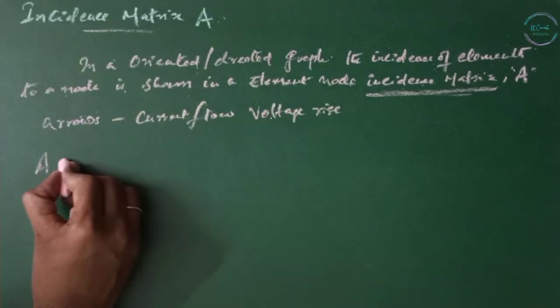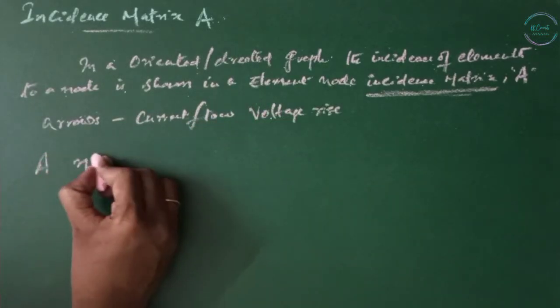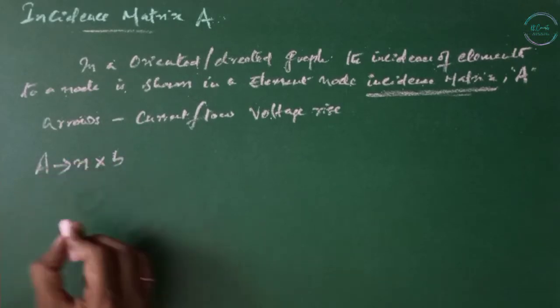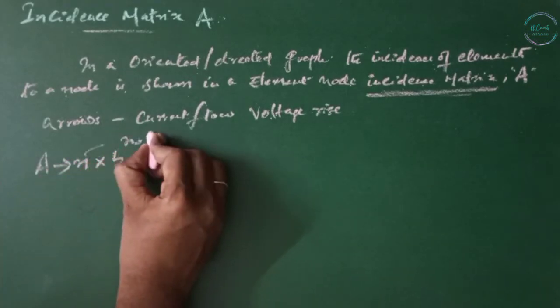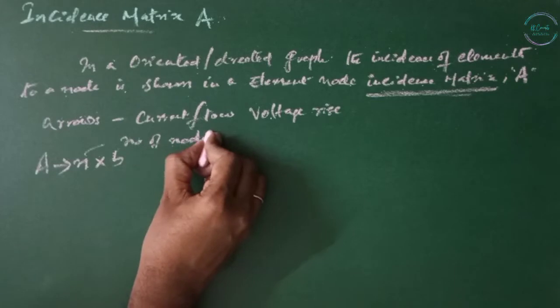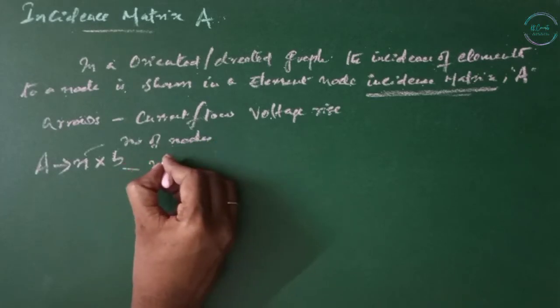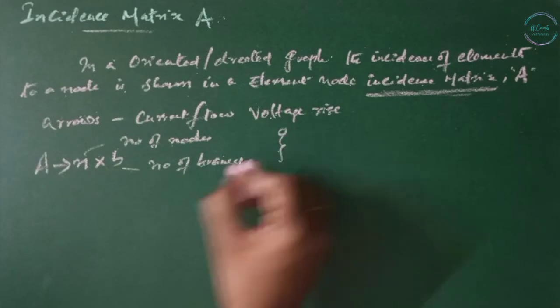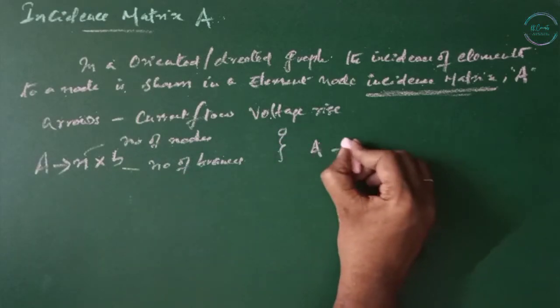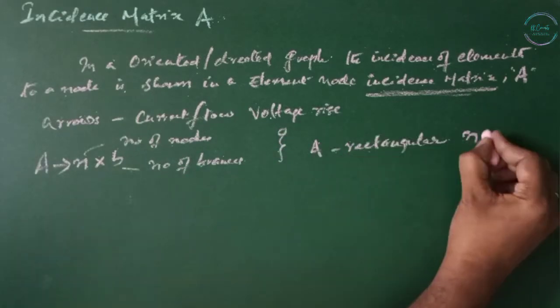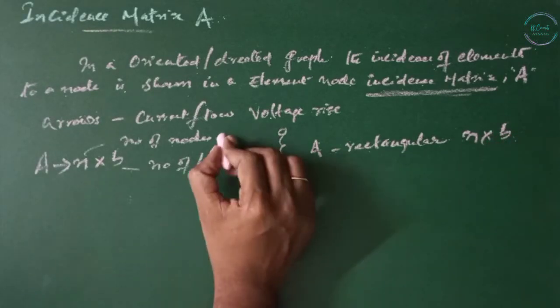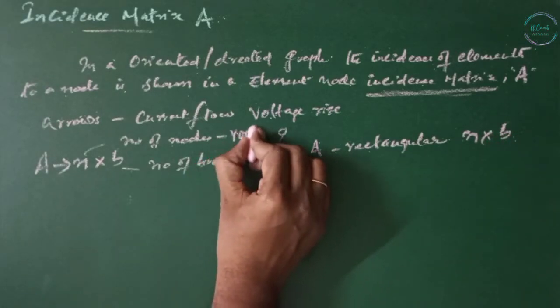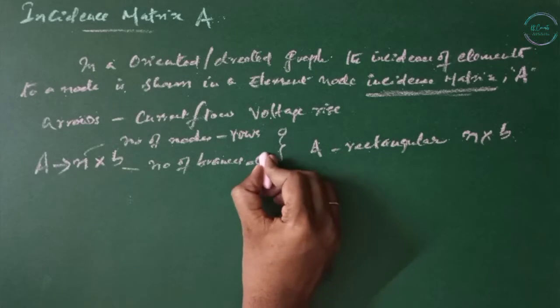An incident matrix A has the dimensions of n cross B, where n is the number of nodes and B is the number of branches. For a graph, the incident matrix A is rectangular, that is n cross B. The number of nodes is represented in rows, and the number of branches in columns.